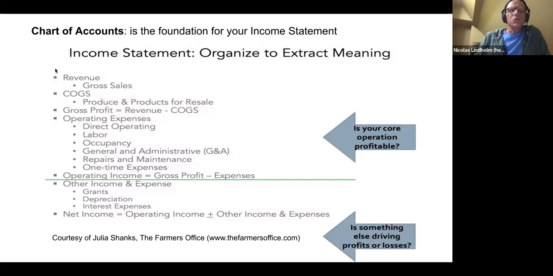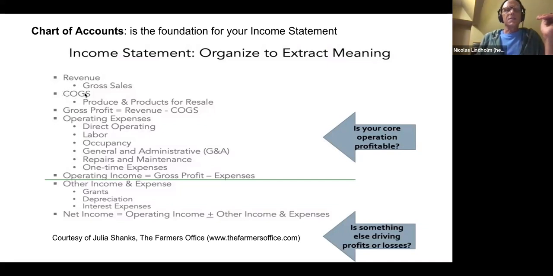This is how Julia lines out the chart of accounts for an income statement. But I'll also point out that this would also be the structure of how your cash flow spreadsheet should fall out, and most of your balance sheet will have a similar structure, not every single category. The general gist is at the top of your spreadsheet, you'll have your sales, your income or revenue. All those terms are kind of interchangeable. So you start with the money that came in, what you sold at your farm.